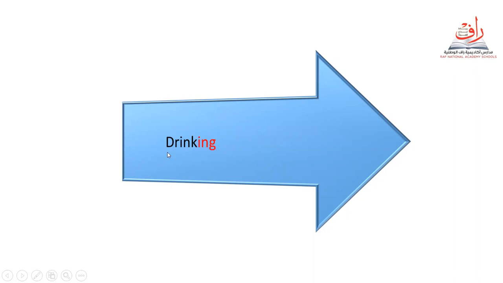Who can read this? Muhammad. Hi, Muhammad. Hello. Can you please read this? Drink, you know what a drink is? Drink, okay. But something happening now, we should put ing with the red color. Drinking. Excellent, Muhammad. Thank you so much. What do we have? Drinking again. Yes, drinking.